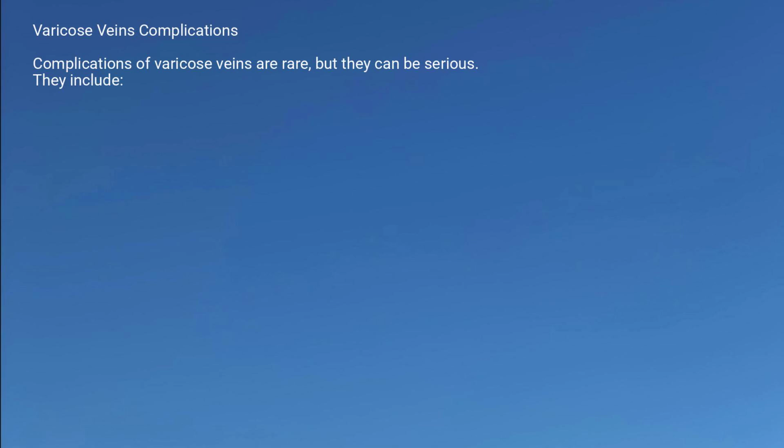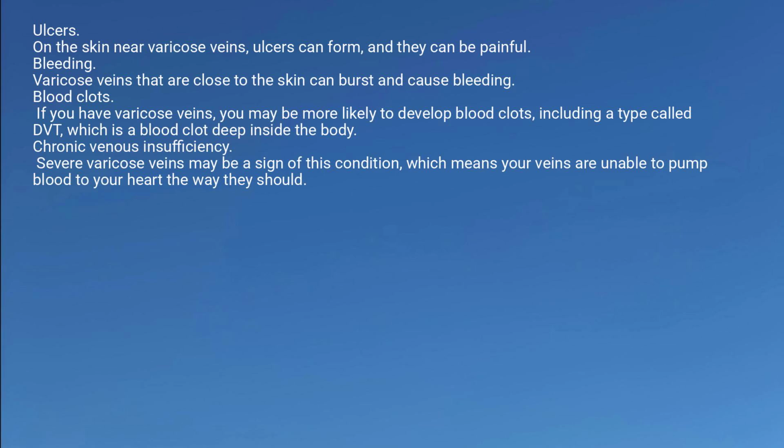Varicose veins complications. Complications of varicose veins are rare, but they can be serious. They include ulcers. On the skin near varicose veins, ulcers can form, and they can be painful. Bleeding. Varicose veins that are close to the skin can burst and cause bleeding. Blood clots. If you have varicose veins, you may be more likely to develop blood clots, including a type called DVT, which is a blood clot deep inside the body.